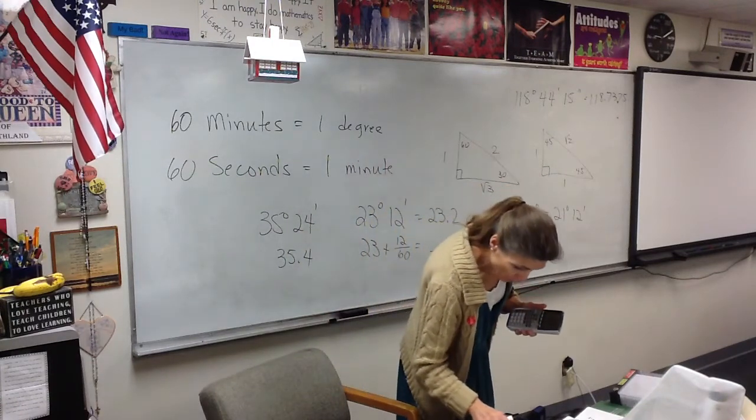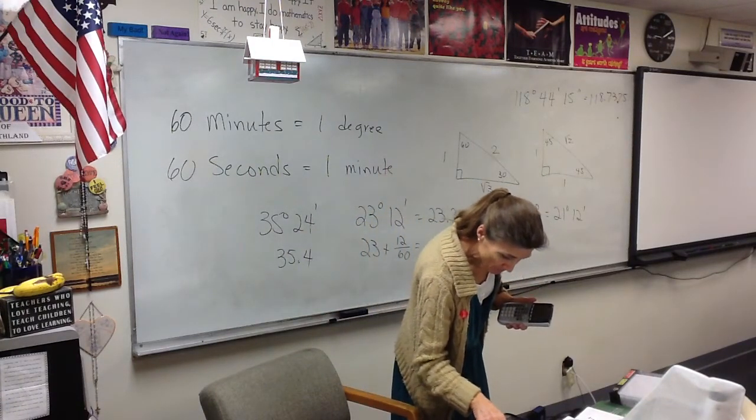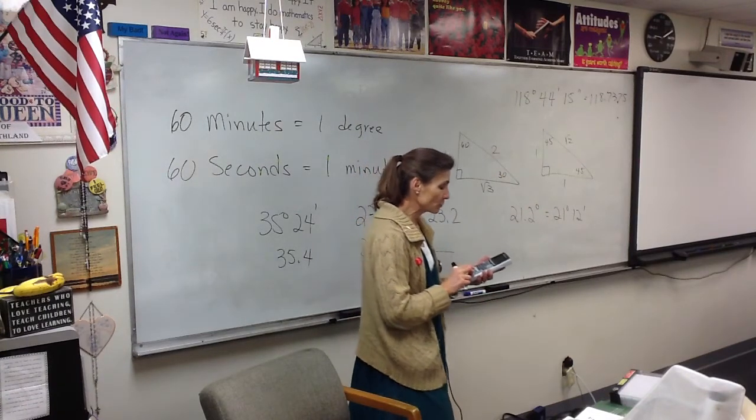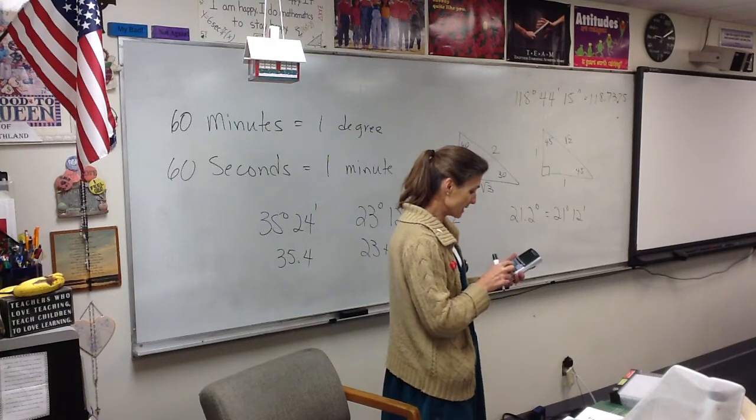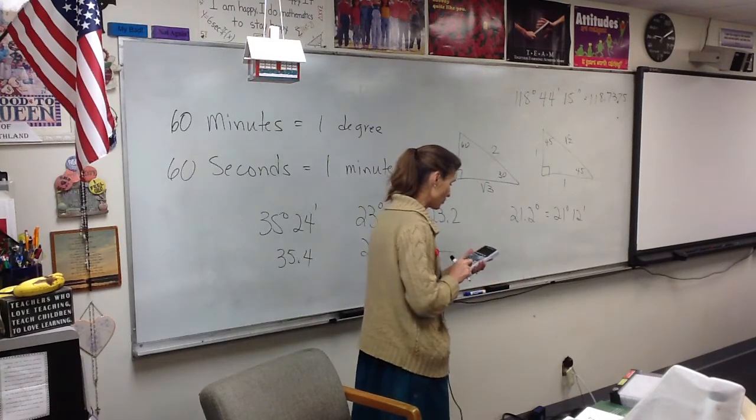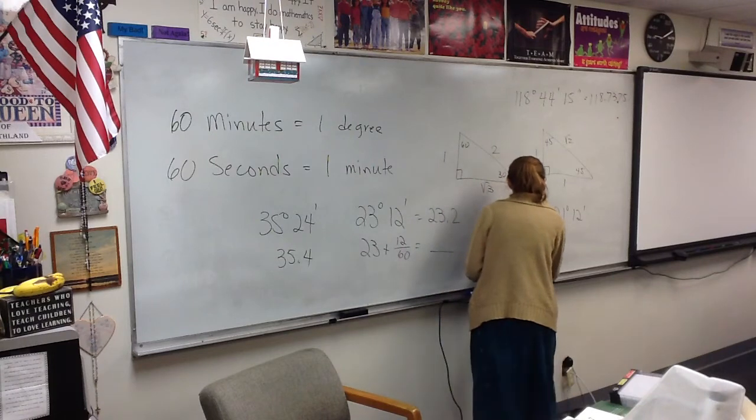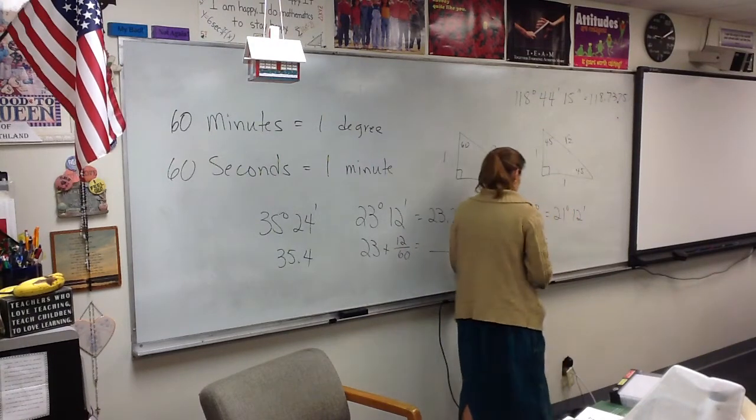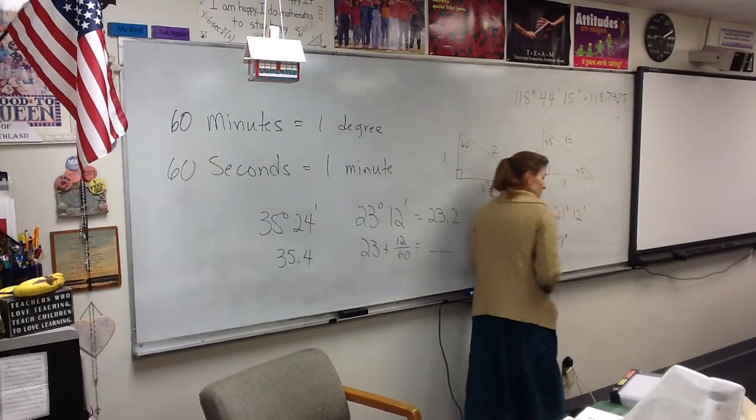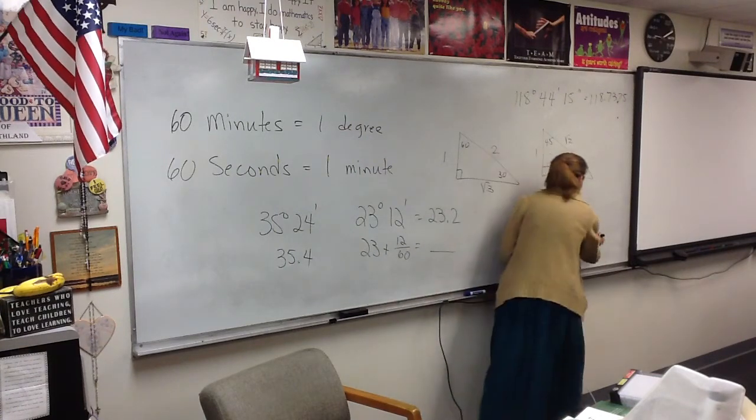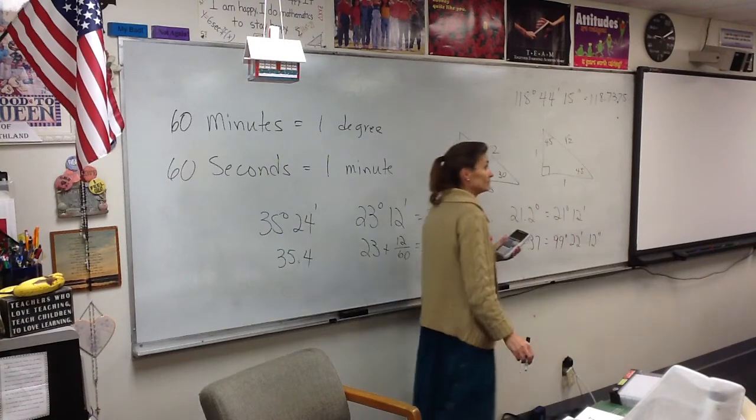Do we not need the zero? All right, let's do one more of those. Let's do number 8. 99.37 degrees translates into how many degrees, minutes, and seconds? 99.37 is 99 degrees, 22 minutes, and 12 seconds.